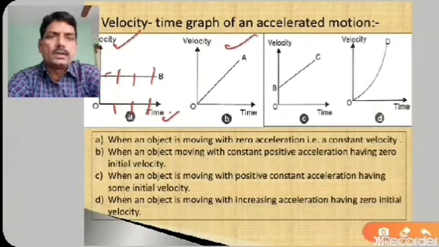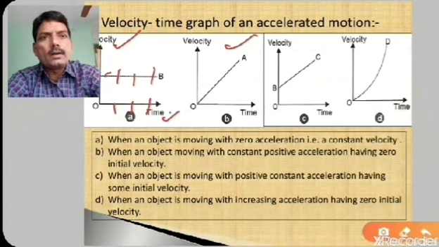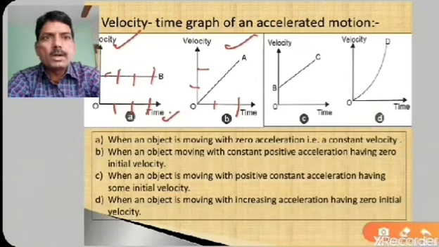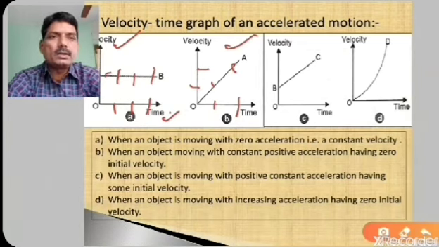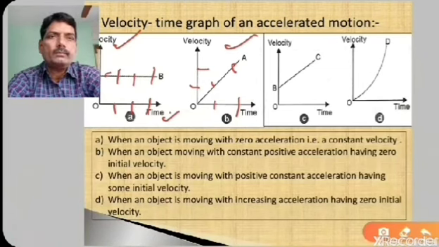In this graph, the object is starting from rest, having the initial velocity 0, and for each interval of time you have covered the same velocity. That means for 1 minute having 40 meter per second, 2 minutes again 80 meter per second, like that, then you are getting the graph which is nothing but the straight line passing through origin. What does this graph indicate? This graph indicates the object moving with constant positive acceleration having zero initial velocity.